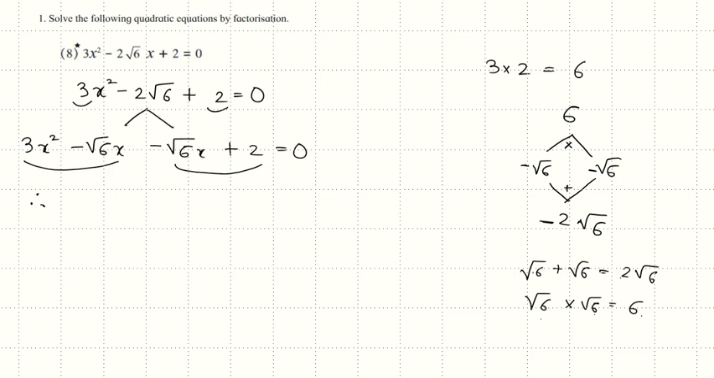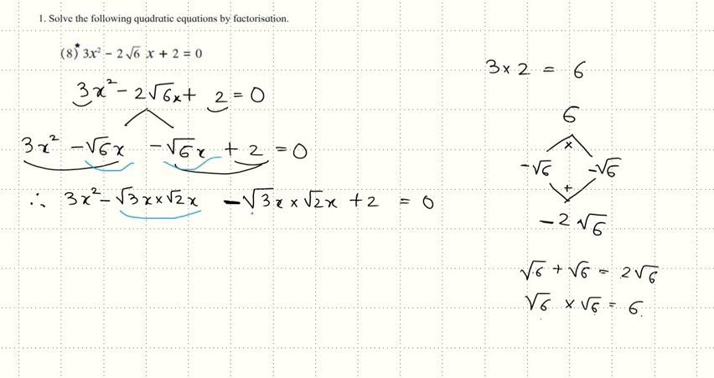Therefore, we can also write it in a simpler form, that is 3x square minus this root 6x can also be written as root 3x into root 2x minus this root 6x again can be written as root 3x into root 2x, plus 2 from here. I will just highlight it to make it easier. This root 6x is written in this form and this root 6 is written in this form.